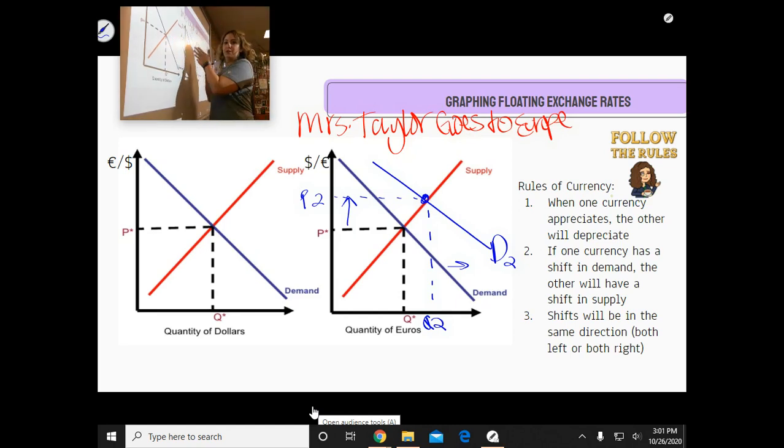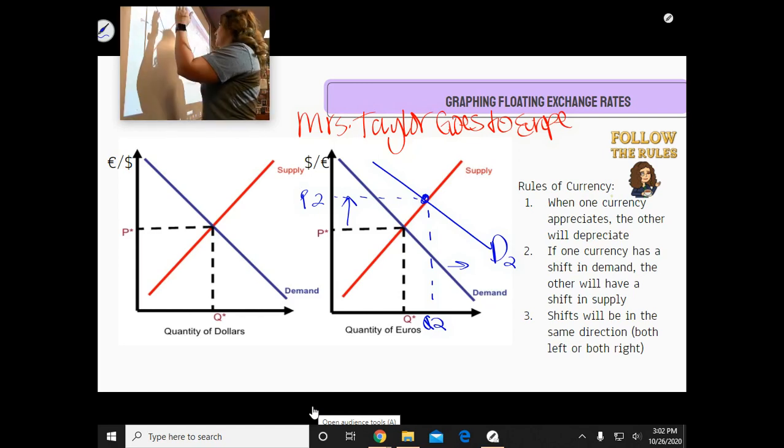Well, the value of the euro just went up. That's appreciating. So the dollar must depreciate. If one currency has a shift in demand, the other country will have a shift of supply. We just did a demand shift on the euro side, so let's shift supply. Well, which direction? Let's look at our third rule. The shifts will be in the same direction, either both to the left or both to the right. And so if this euro graph had a rightward shift of demand, the dollar graph is going to have a rightward shift of supply this time.